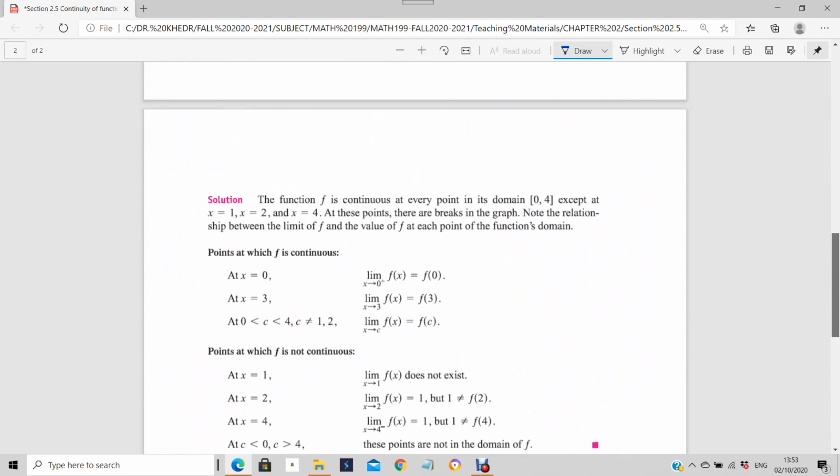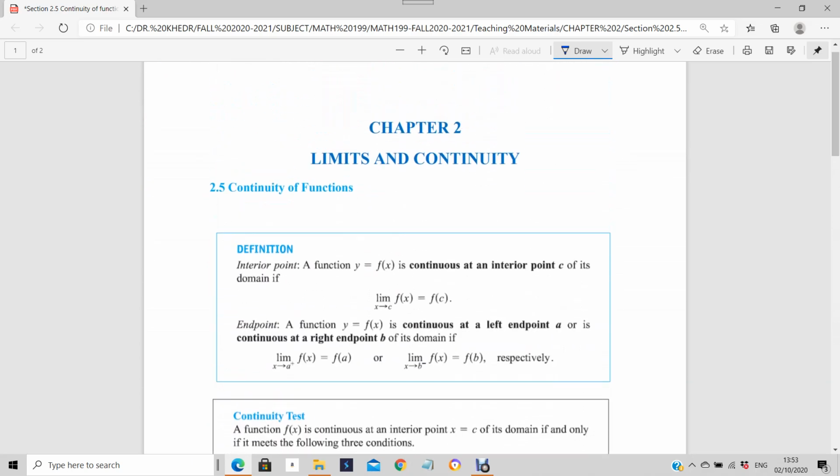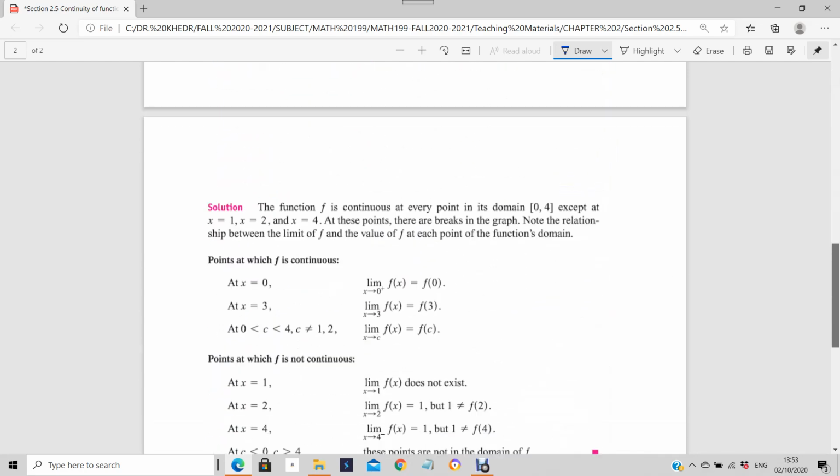So this is something about the continuity of the function. In the next video, we will discuss the solution of some questions graphically as well as analytically.